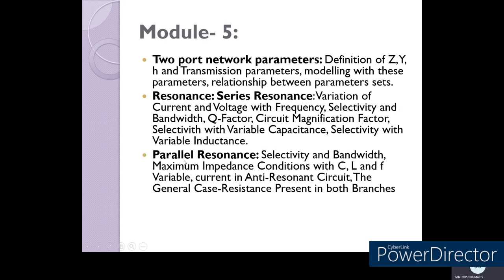In the remaining part of module 5, we are going to see the concept of parallel resonance, where we are going to find the condition for anti-resonance. We are going to find network parameters such as selectivity, bandwidth, all those things, and also many different cases for the parallel resonance circuit. So these are the 5 modules we are going to study in network theory.